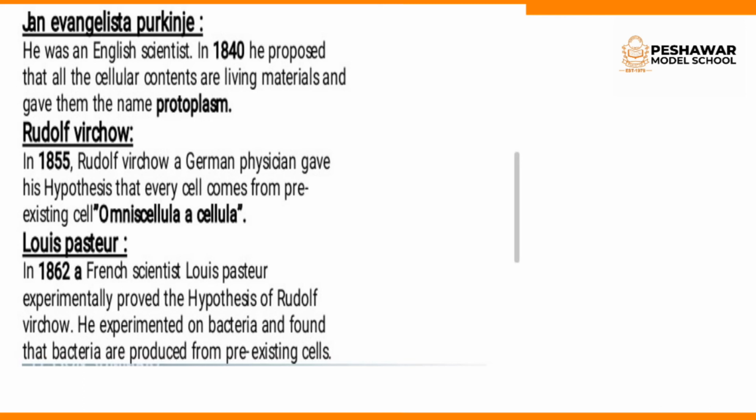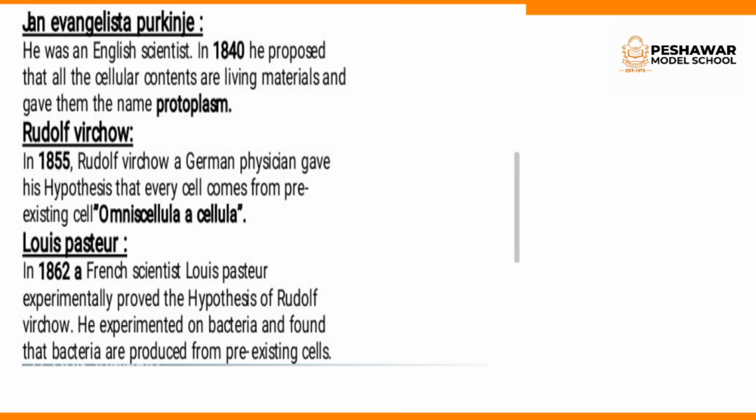The next scientist was Rudolf Virchow. In 1855, Rudolf Virchow, a German physician, gave the hypothesis that every cell comes from pre-existing cells. Omnis cellula e cellula. Rudolf Virchow gave the statement that all living organisms are made from cells, from pre-existing cells, which means new cells are formed from cells that already exist.